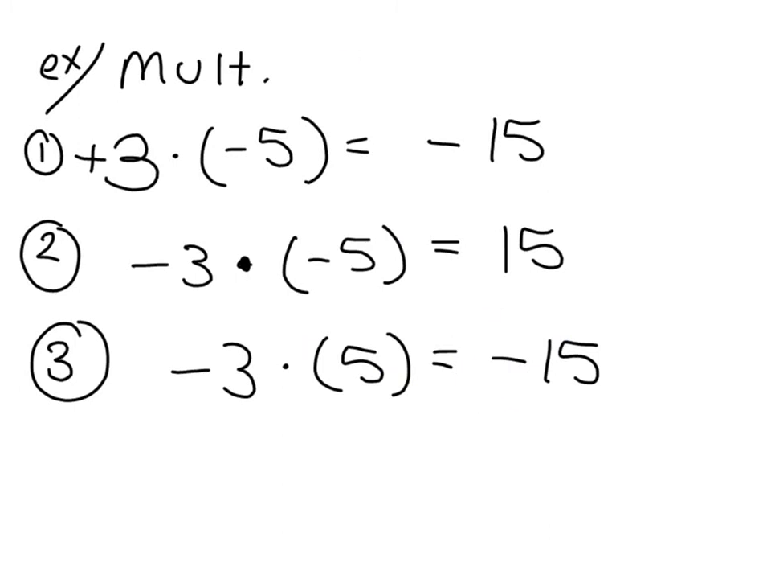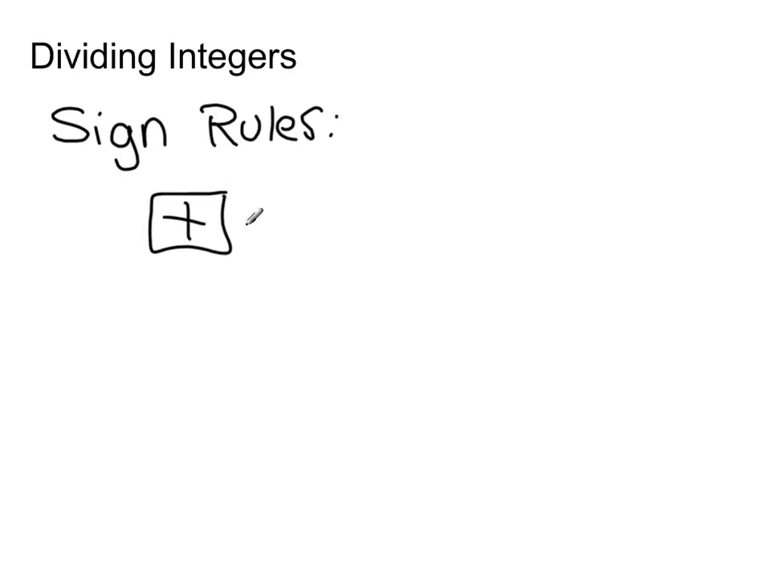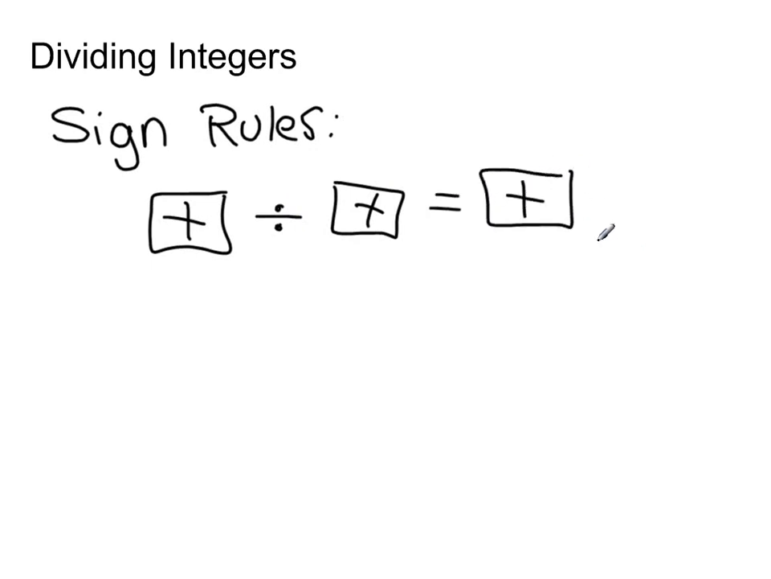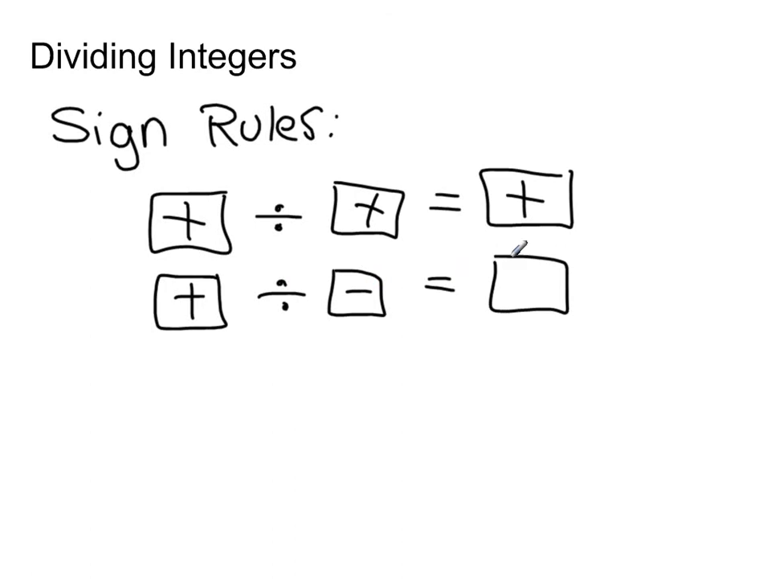Let's talk about division. Division is the same story. All we need to worry about is the sign rules. So our first thing, if we have a positive number divided by a positive number, we end up with a positive. If we have a positive divided by a negative, we end up with a negative. So if there's one negative, the whole thing is negative. Same deal if you have a negative divided by a positive, we have a negative.